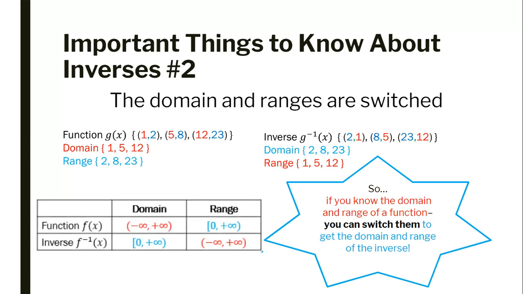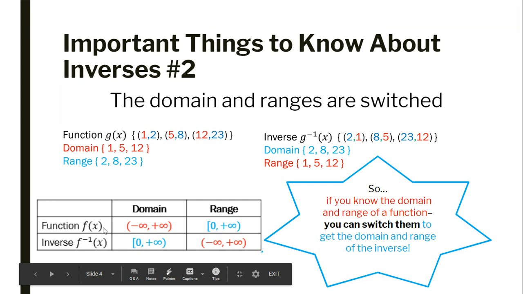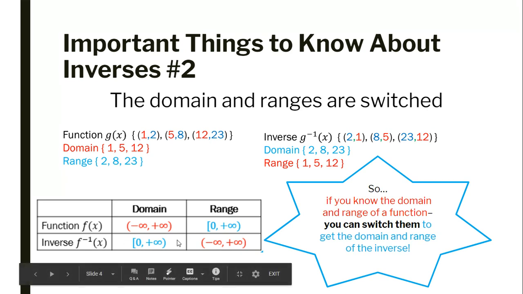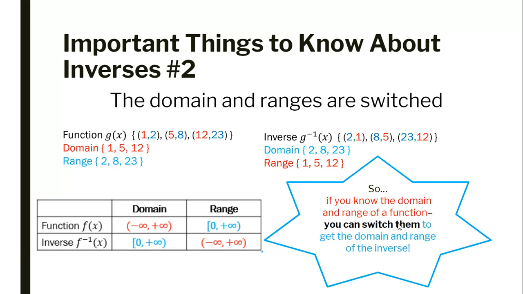Here's an example where I know that I started with a function f of x that had a domain of all real numbers and a range from 0 to positive infinity. I can just switch the domain and range and know the domain and range with certainty of the inverse. So what was the range becomes the domain of the inverse, and what was the domain becomes the range of the inverse. So if you know the original function's domain and range, you also know the domain and range of the inverse, because all you have to do is switch them.